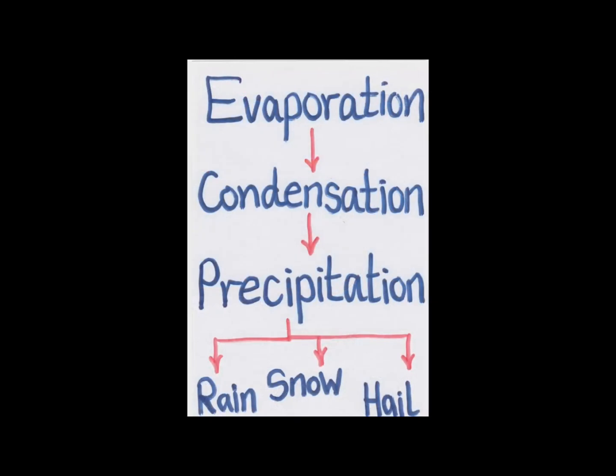So finally, to repeat the stages again, first is evaporation, second is condensation, and in the third stage, precipitation, snow, rain, or hail will happen.